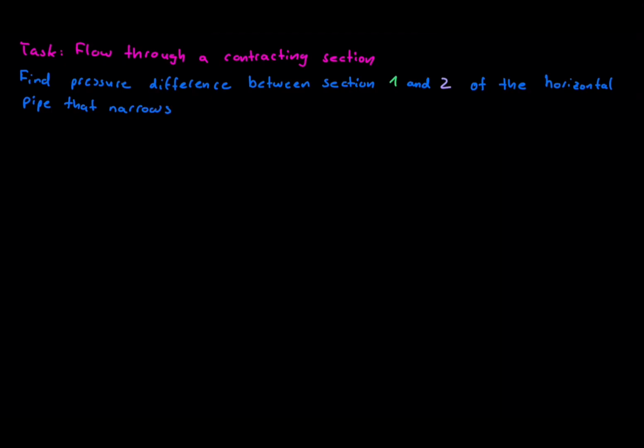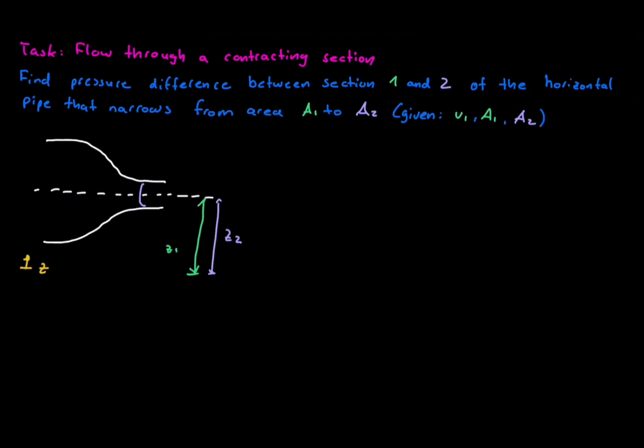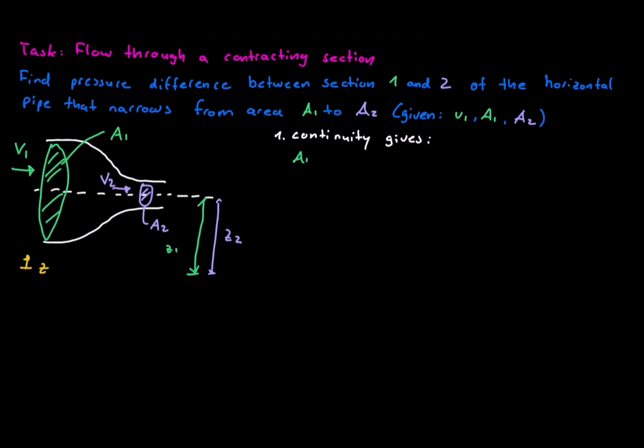Let's apply it. Imagine a horizontal pipe that narrows from area A1 to area A2. At section 1, the velocity v1 is known. We'll find v2 and the pressure difference. From continuity, v2 equals A1 divided by A2 times v1. Since the pipe is horizontal, z1 equals z2.